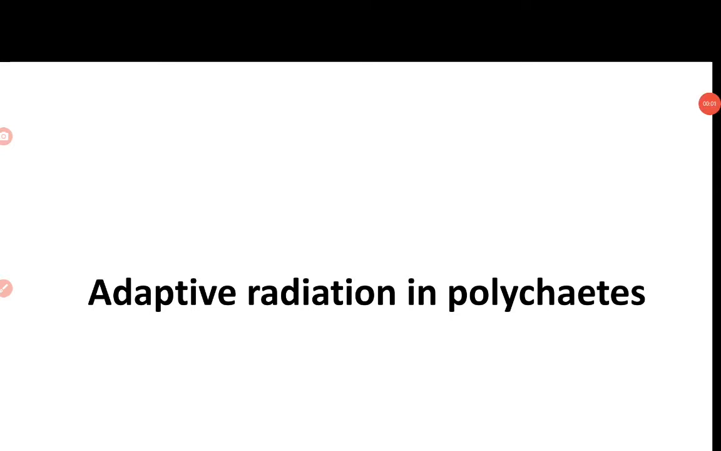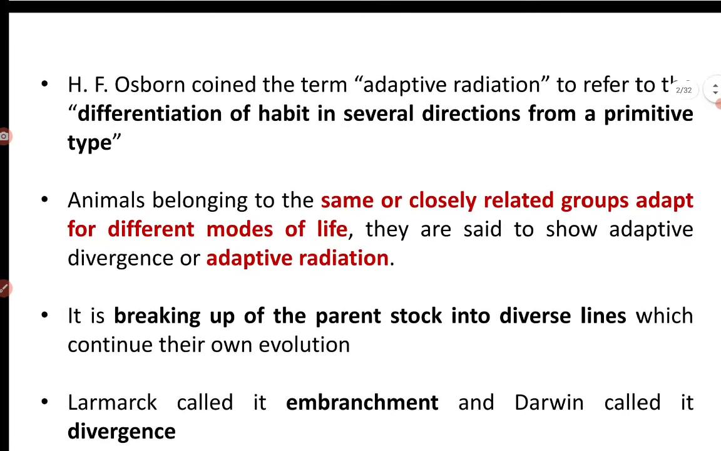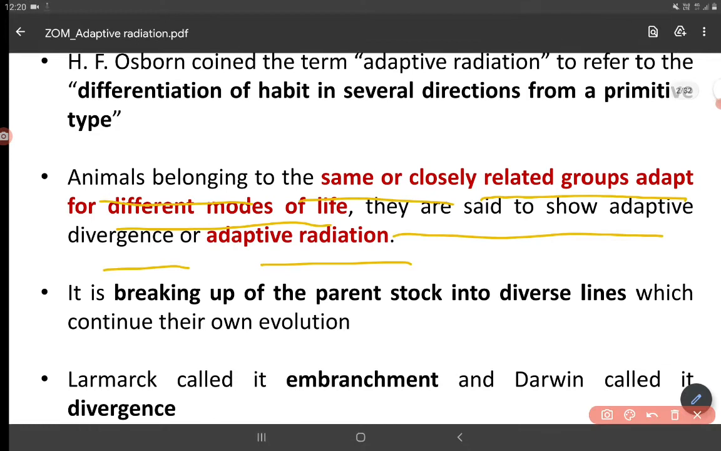So in this video we're going to talk about adaptive radiation in polychaetes. Polychaetes are of course the largest group of animals in annelids. So let's see that.